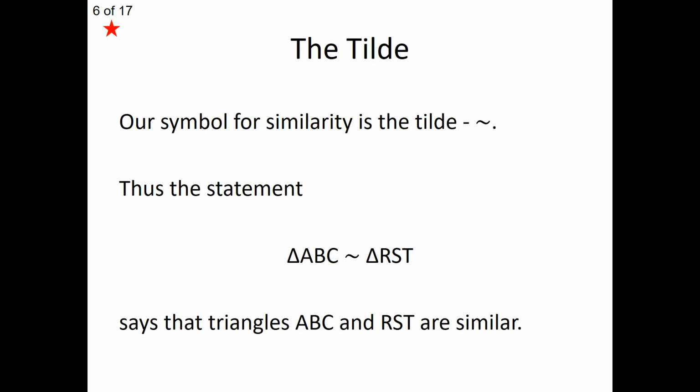Now, we have similarity statements, just like we have congruence statements. Similarity statements work just the same way, but we use a different symbol. We use the tilde to write out the similarity between the two triangles or two polygons. So the statement triangle ABC is similar to, that's how we read the tilde in the middle, triangle RST. So this says that triangle ABC and RST are similar.